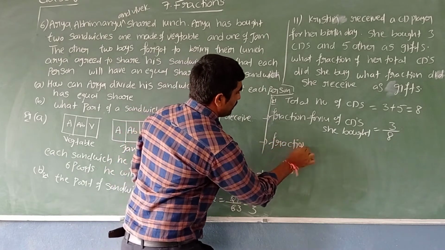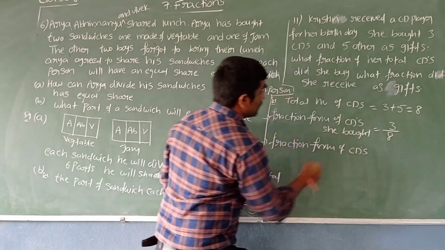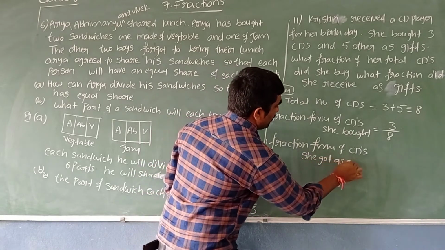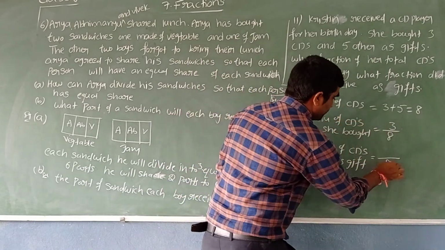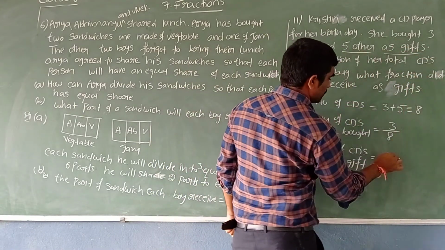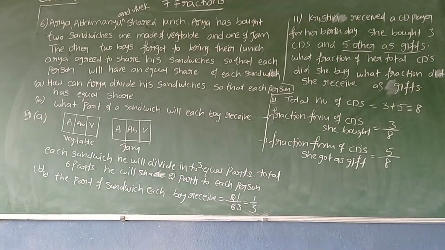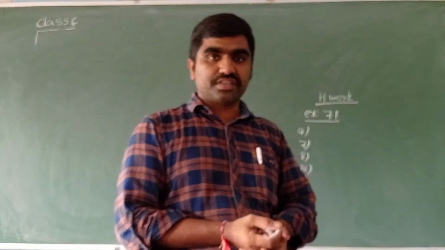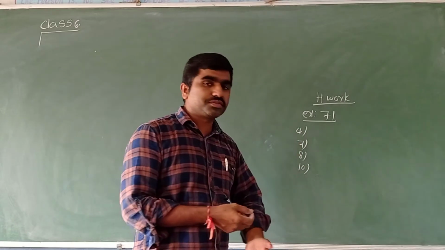Then next we write the fraction form of CDs she got as a gift. The denominator we write as the total CDs, 8. How many did she get as a gift? She got 5 as a gift. So we can write 5 by 8. Hope it is clear to everyone how we can express in terms of fractions, based on the knowledge from exercise 7.1. This problem is complete in the homework book.